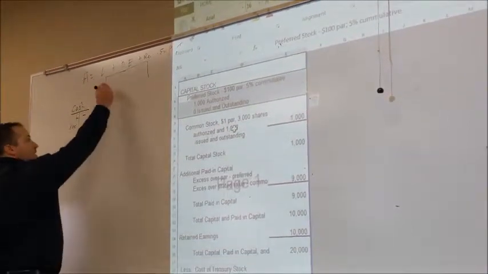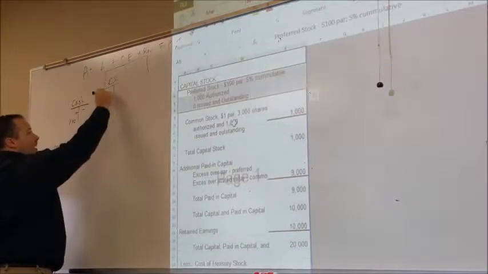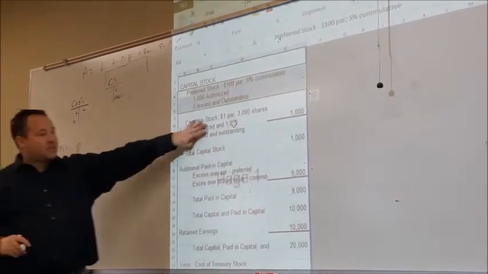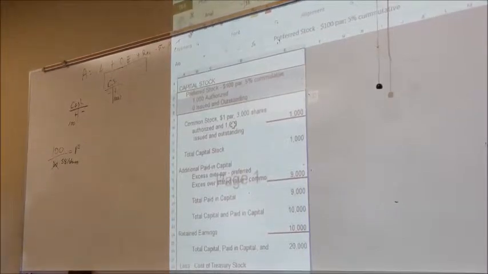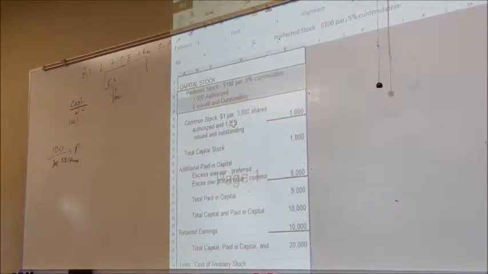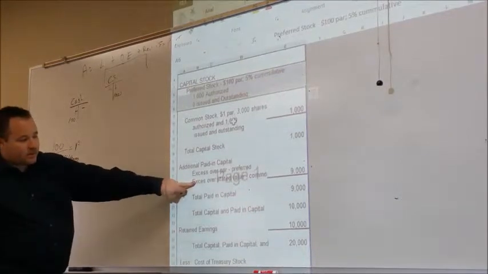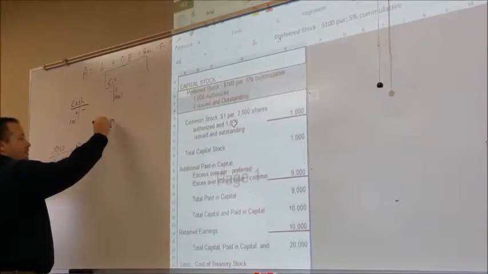So when I'm doing my T accounts, I've got to put that. That's my starting balance. I can't just ignore that. I have $1,000 just like this was my opening trial balance. And I come down here to see what the additional paid-in capital is. Get that started.